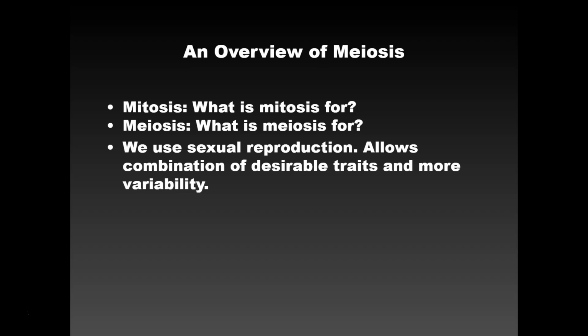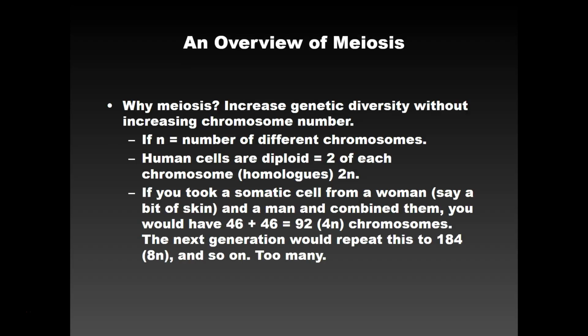And one of the ways that organisms increase their diversity is through this process of sexual reproduction. So why meiosis? We want to increase our genetic diversity without increasing the number of chromosomes in our offspring. So N, we're going to see this later on, N is equal to the number of chromosomes in an organism. So you're a human being, and you should know that you have 46 chromosomes. So you are diploid, you are 2N. So your diploid or your ploidy number would be 2N equals 46.